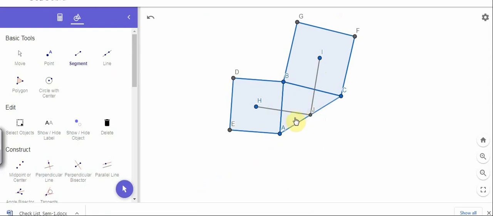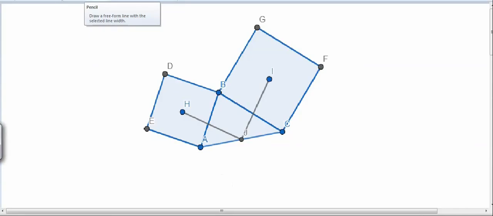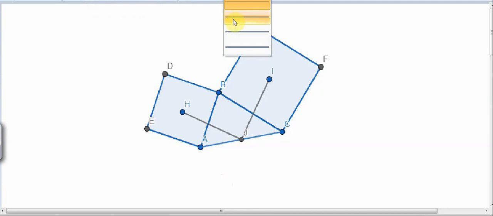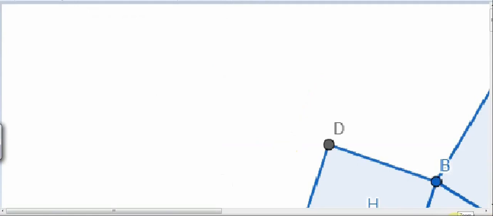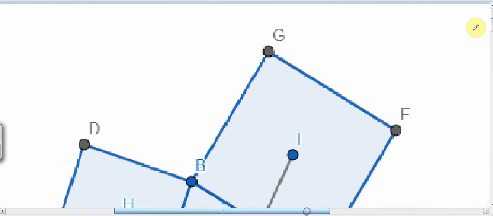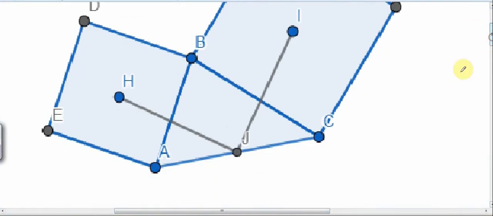We now show further that these two segments are perpendicular to each other. HJ is perpendicular to IJ. So here we will show that HJ and IJ are perpendicular to each other. So let me drop the perpendiculars.